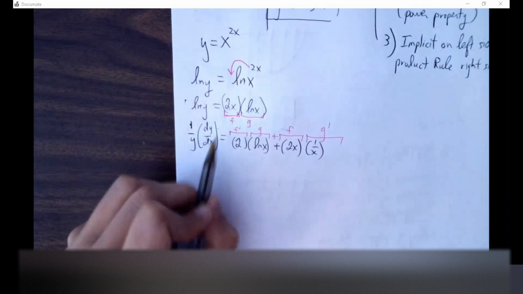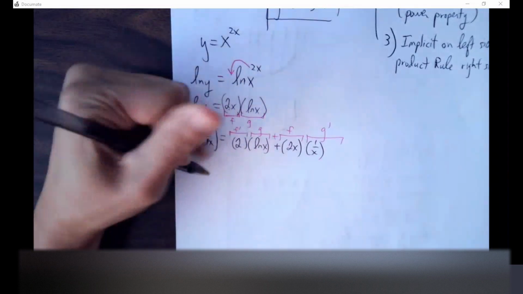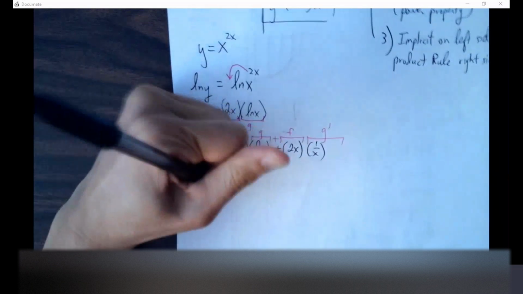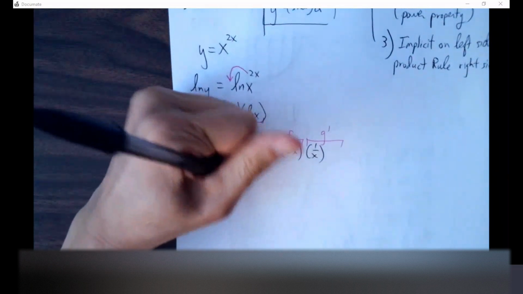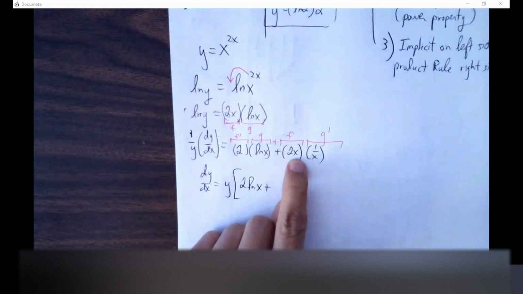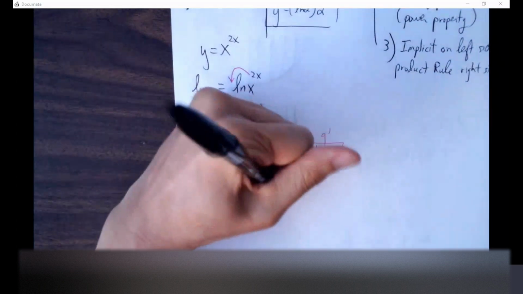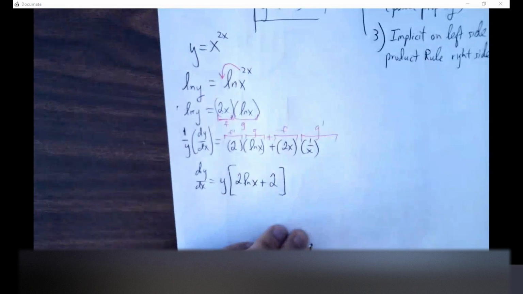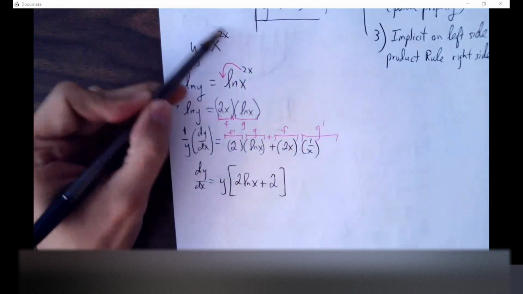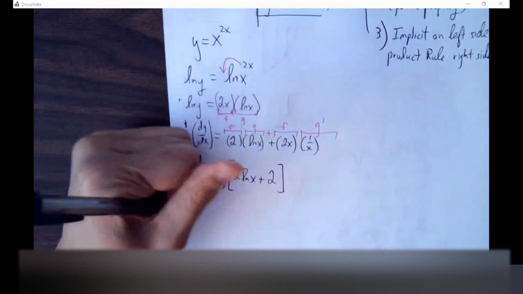Bring the y over to the right side. Our goal is to isolate dy dx. With 2x over x, I can get the x's canceled out, so just plus 2. And then final step, let's replace the y back in terms of the original equation.